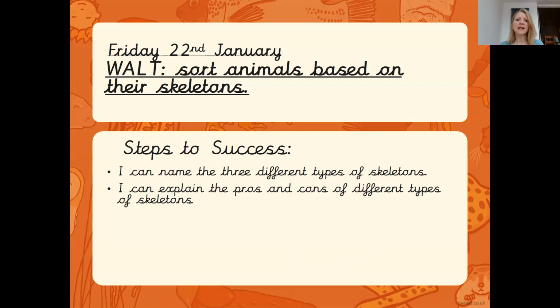Okay, so the Walt today is to sort animals based on their skeleton. So we're going to be putting them into different groups depending on the type of skeleton that they have. And your steps to success, by the end, you should be able to name that there are 3 different types of skeleton, and you'll be able to say what's good and bad, the pros and cons of those different types.